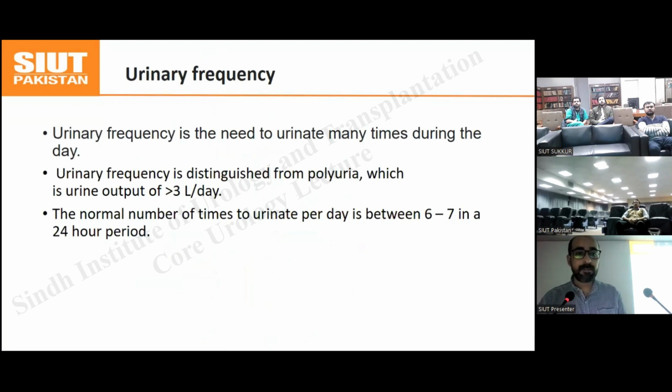The urinary frequency. Urinary frequency is the need to urinate many times during a day. Urinary frequency and polyuria are distinguished from one another in that urine output of more than 3 liters per day is referred to as polyuria. The normal number of times to urinate is about 4 to 7 times in a 24-hour period.